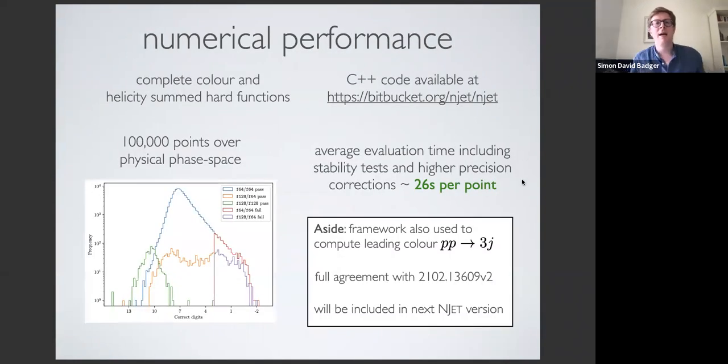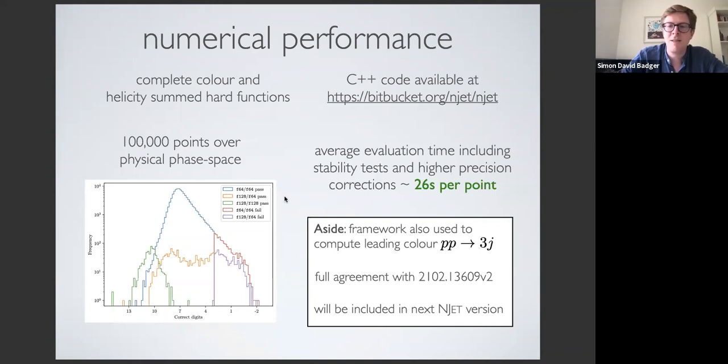Okay, so once we've done that, we have to put everything together into something that we can evaluate for the color and helicity summed hard functions. This is something that we've done and we put into a C++ code that we put into NJet. And just to show that this is something which is doing what we wanted, namely a fast and stable evaluation over a set of physical phase-space points. It's 100,000 points that we use for testing. And an average evaluation time around 26 seconds per point.